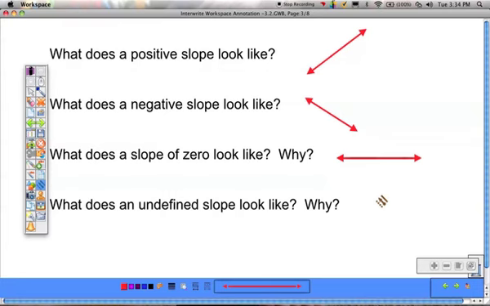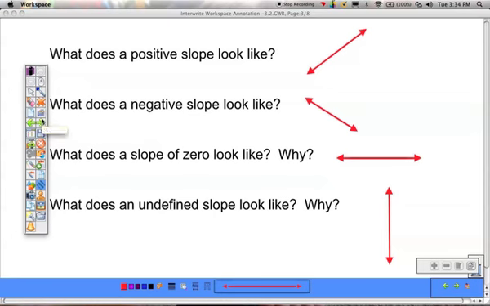An undefined slope would be straight up and down, and this is an example of where you'd have a slope formula where a 0 would be on the bottom, and again, if you try to divide by 0, it's undefined, we don't know what it is, and so there's an undefined slope.